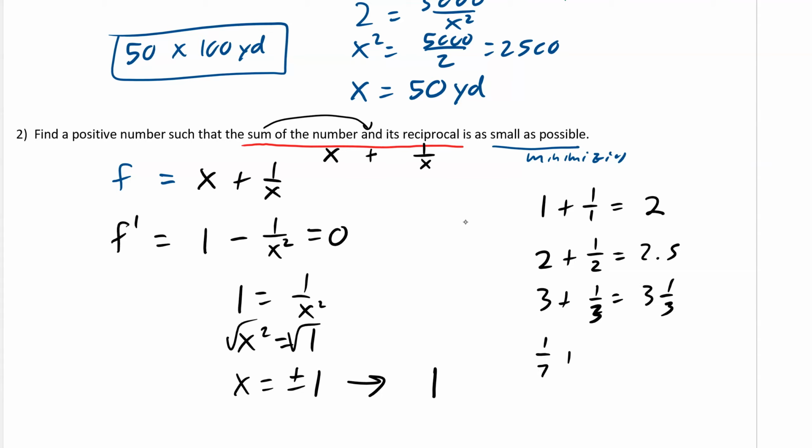So how about 1/7? Well, the reciprocal would be 7, so it's 7 and 1/7. The whole idea is that if you pick a fraction, the reciprocal is going to be a large whole number. If you pick a whole number, well, it's already bigger than 2, because the next number is 2. So yes, 1 would be our answer. It checks perfectly.